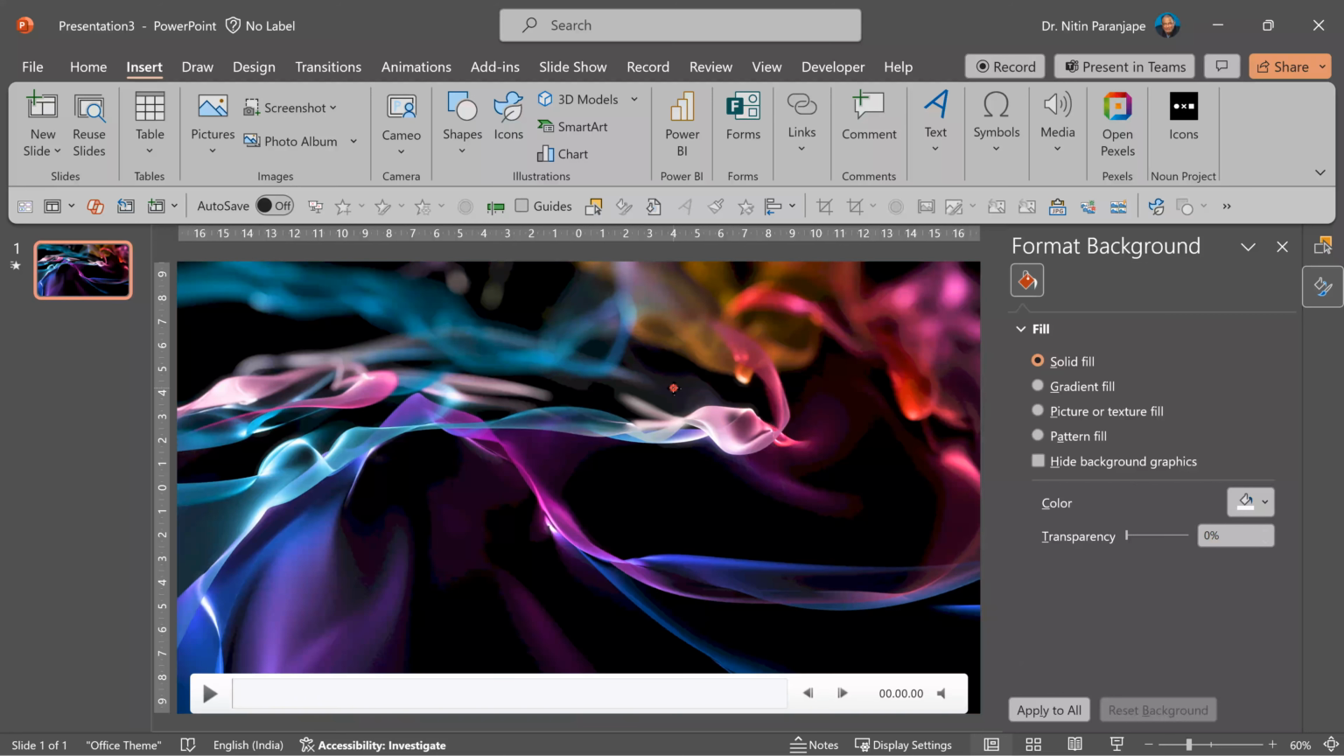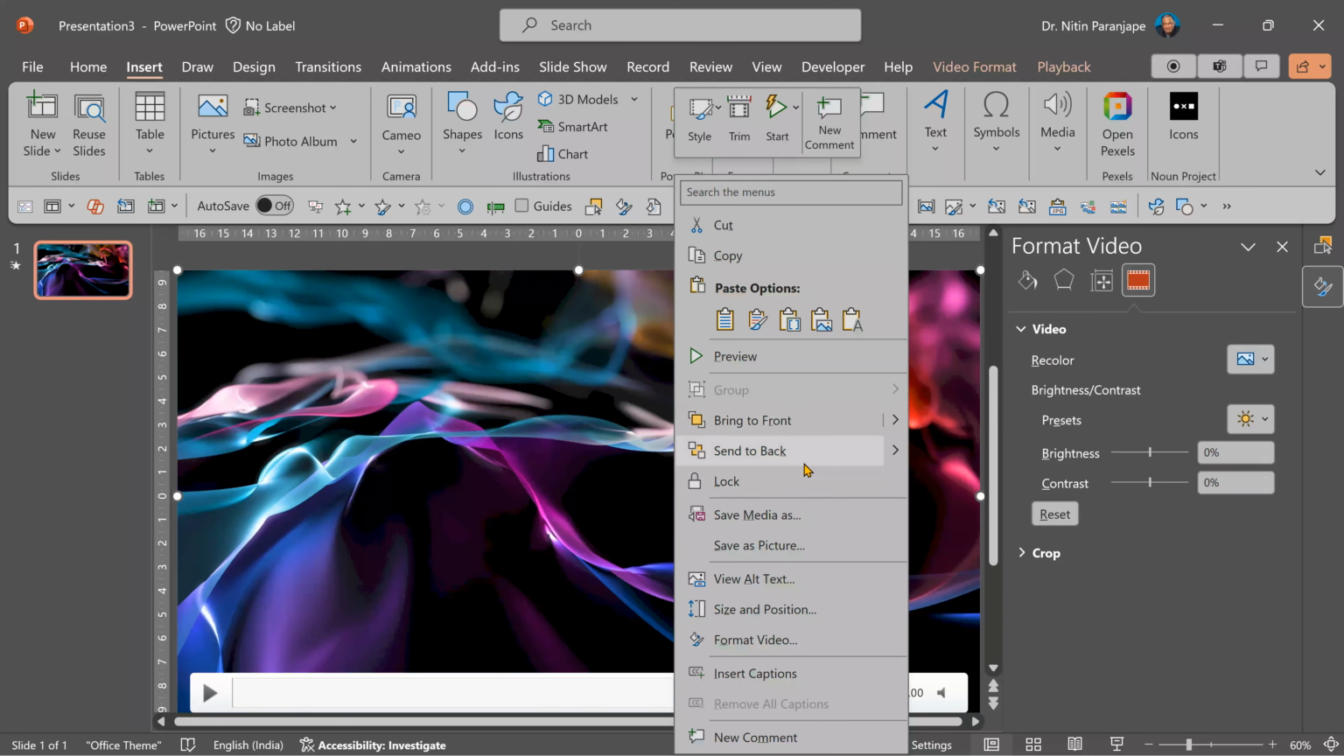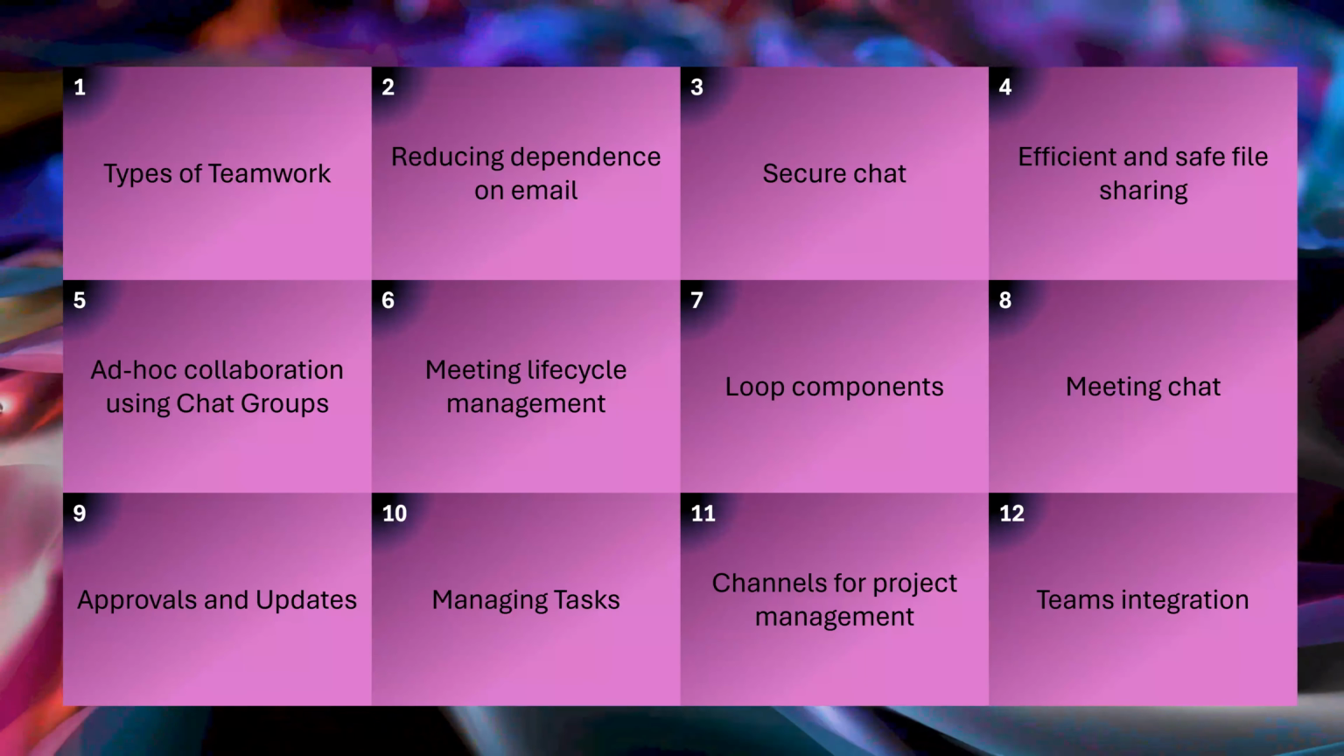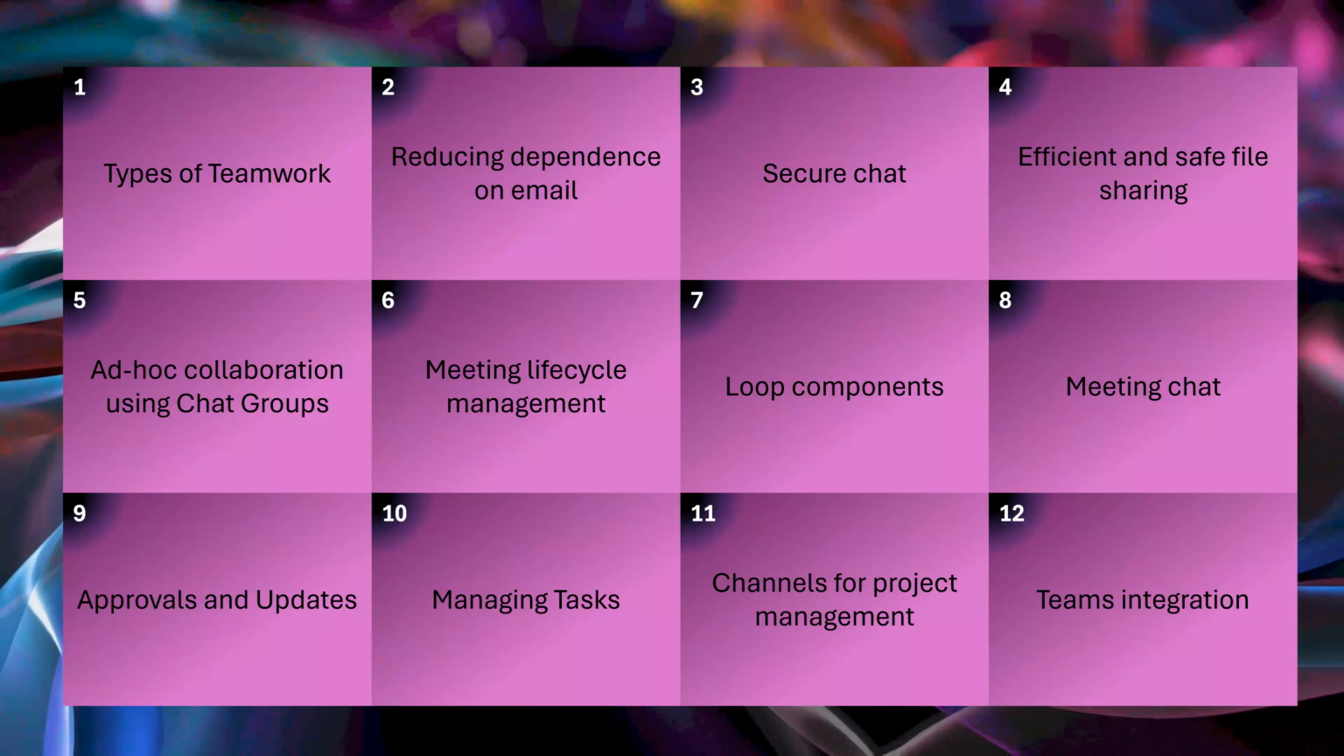The only thing you need to do is right click on it and say send to back, and you're good to go. So that's how you convert a boring list into a beautiful looking agenda slide.